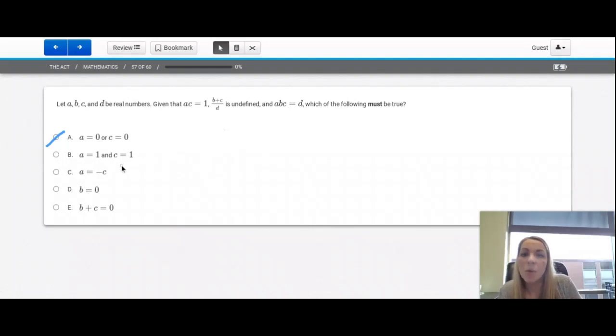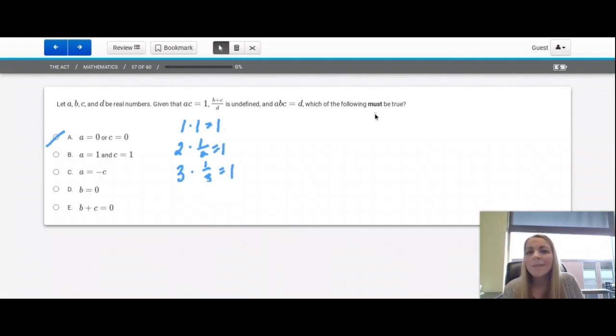A is 1 and C is 1. Let's come here again. 1 times 1 equals 1. Now, that might be true, but it says that it must be true. Do we know for sure that A and C are both 1? Well, what if A is 2 and C is a half? That equals 1. And what if A is 3 and C is a third? That's 1. So must it be true? Not necessarily. So B doesn't work.